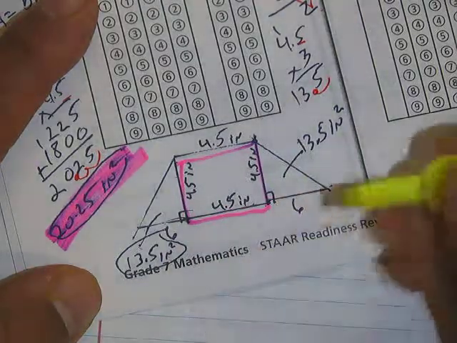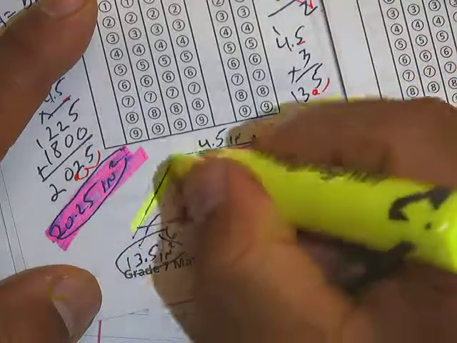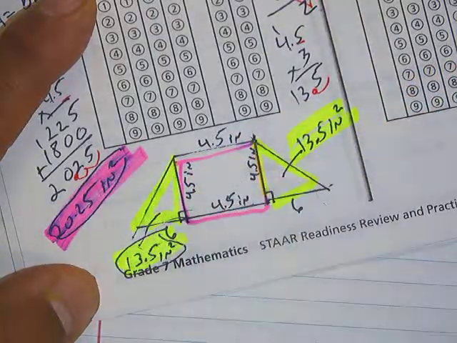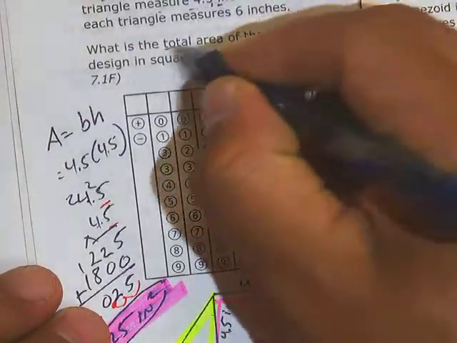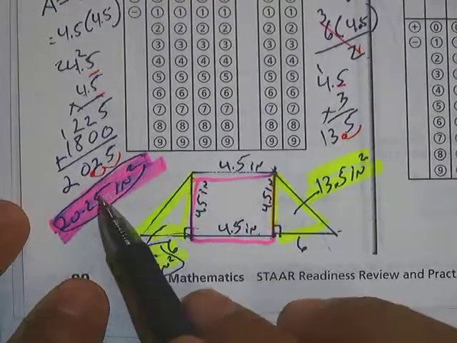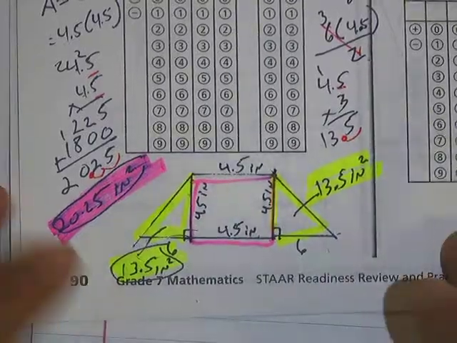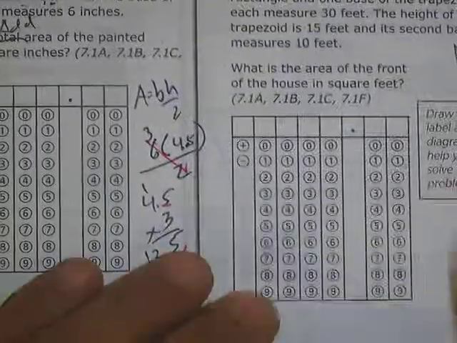So that means that each one of these is 13.5 square inches. That means that's 13.5, and this is another 13.5 square inches. Okay, so you have two of them that are 13.5. So this one here is 13.5, but so is this one. That one is also 13.5.